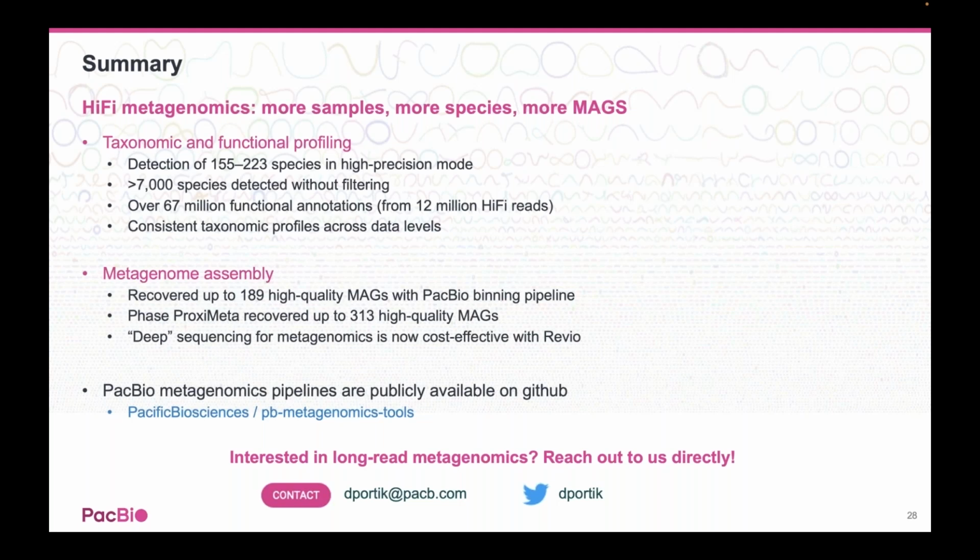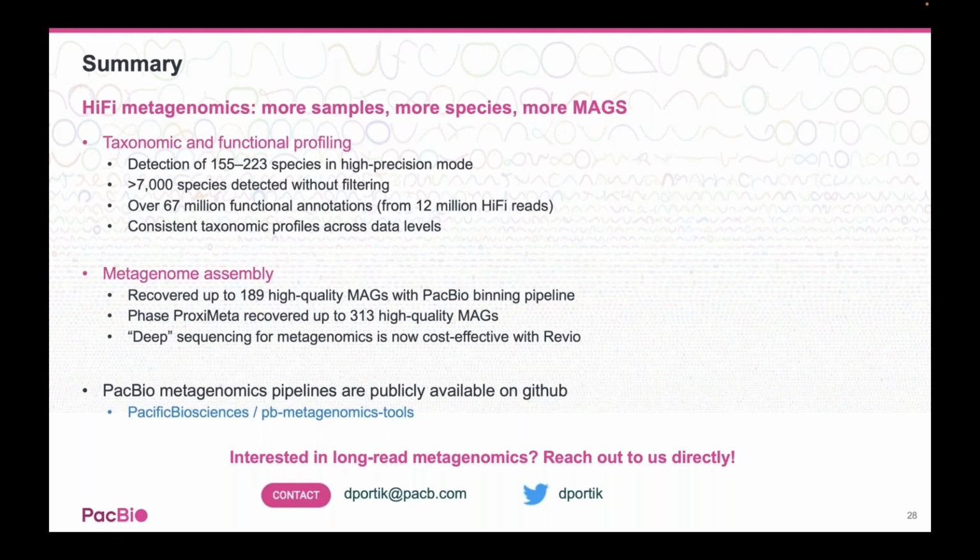And with regards to metagenome assembly, I can recover up to 189 high-quality MAGs using the state-of-the-art PacBio HiFi MAG pipeline. But with Phase and Proxy Meta, we can recover much more information. And so this yielded up to 313 high-quality MAGs.